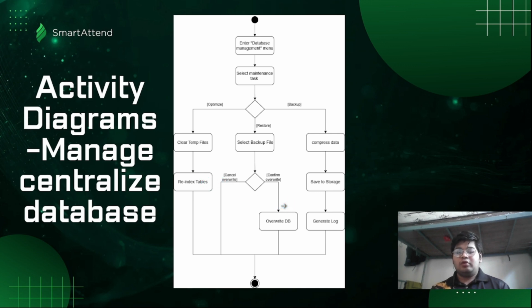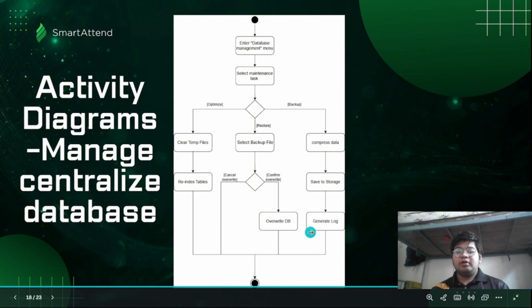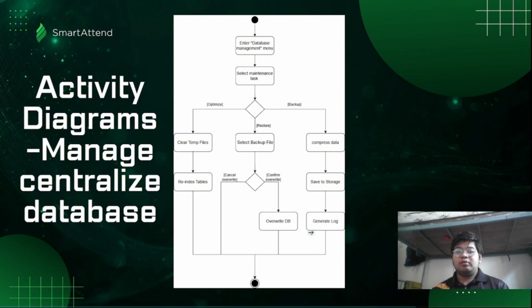Overall, the diagrams provide a clear understanding of how our Smart Attendance System works, how each user interacts with the system, and how the attendance process is carried out more efficiently. Thank you.